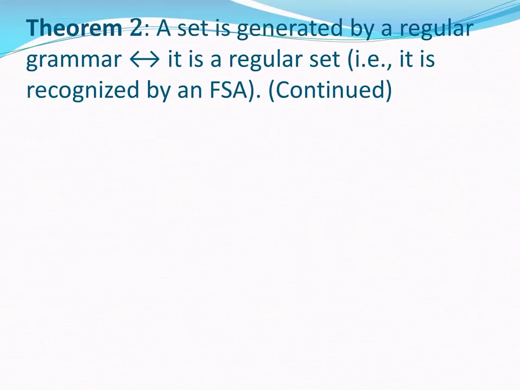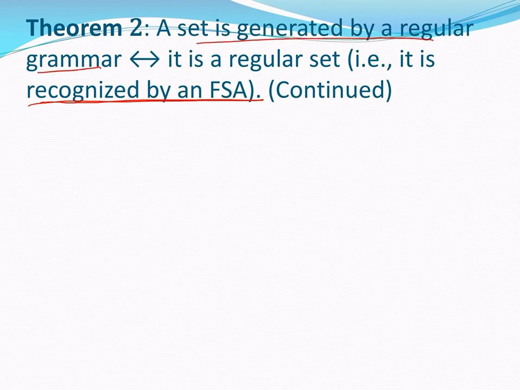This is Rosen 13.4, Discrete Mathematics and its Application. We are completing the proof of Theorem 2 that says a set is generated by a regular grammar if and only if it is a regular set, or based on an earlier theorem, if and only if it is recognized by an FSA. We've completed the only if portion of this proof, and now we complete the if portion. That is, if a set is recognized by an FSA, then it is generated by a regular grammar.